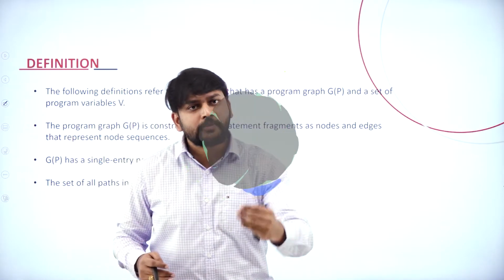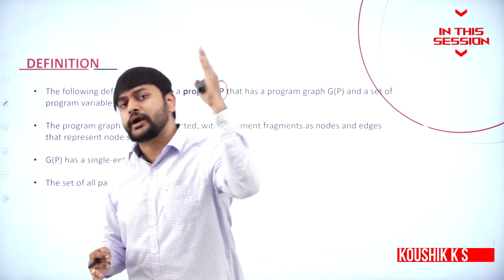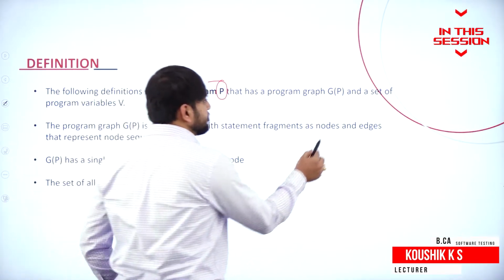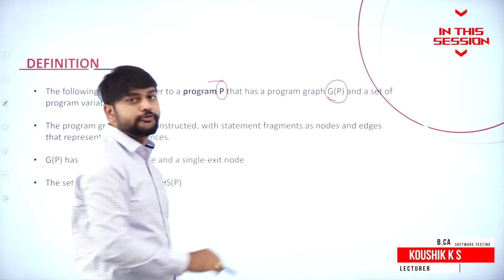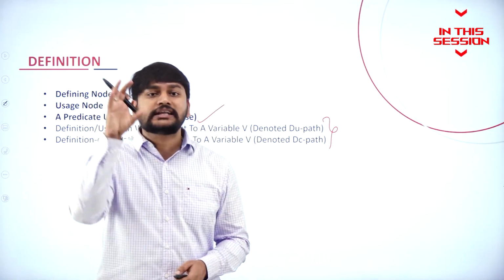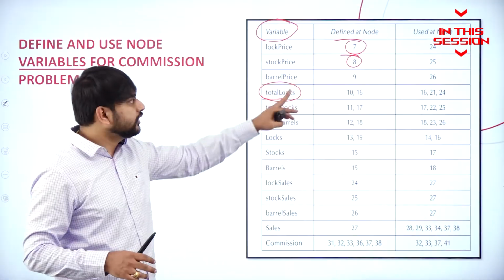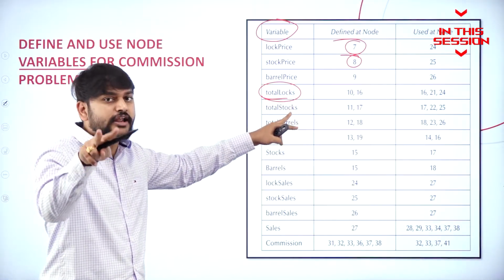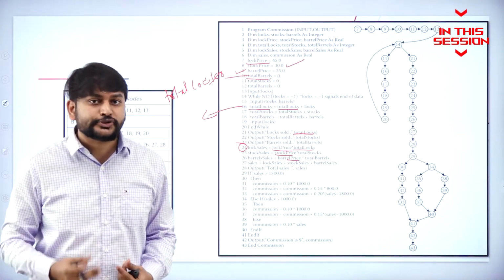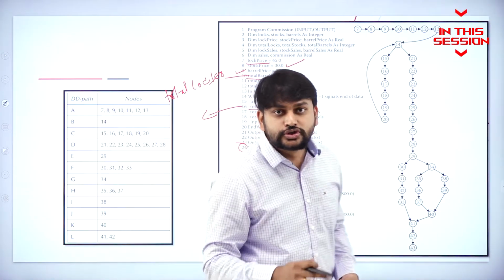So I have a program, I will be replicating that program in the form of graphs. If I represent that, I will be representing that with the help of G of P. Defining node in the sense, the node where exactly I declare the variable. Total logs is defined in two places, one is 10, another one is 16. In the calculation purpose, you have to mention it as a used node.